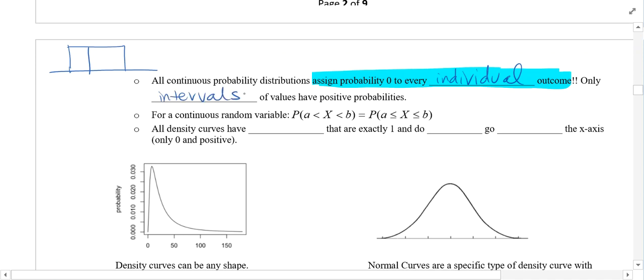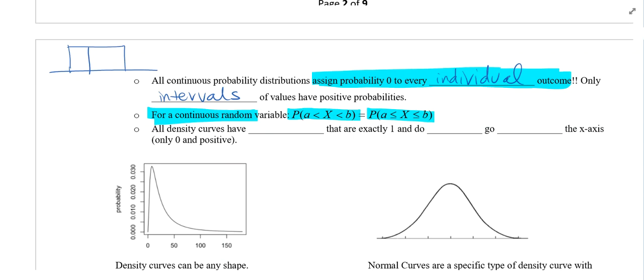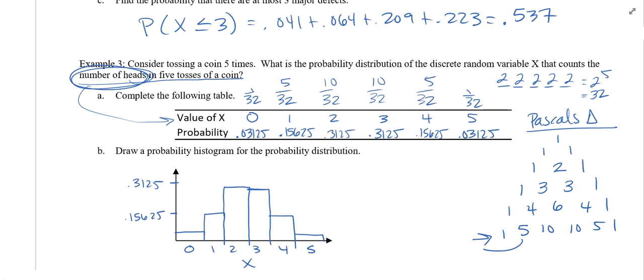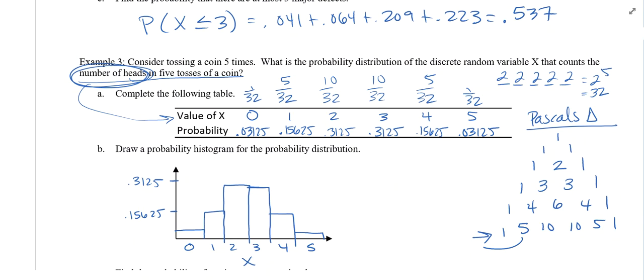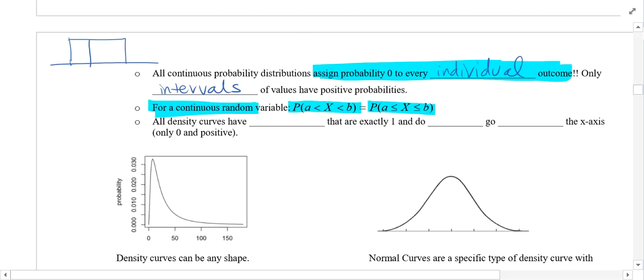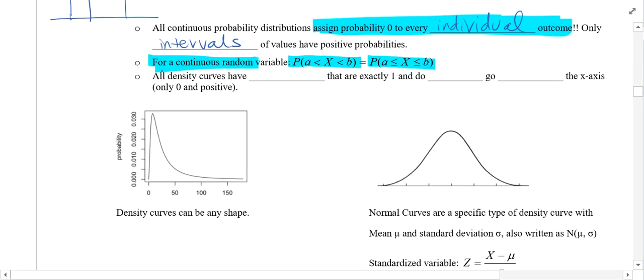So only intervals of values have positive probabilities. This is why, for continuous, and this is big, it doesn't matter if you do less than or less than or equal to, because for every individual value the probability is 0. In the last one we were talking about discrete, though. If I pop back up here, does each individual value have a probability? Yes, it very much matters if we have a less than or equal to or just a less than. So this only applies to continuous, big thing, only for continuous.